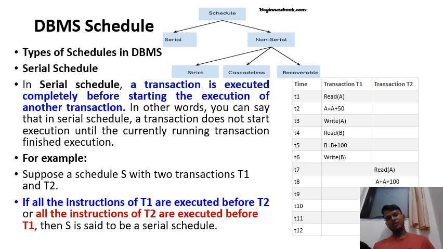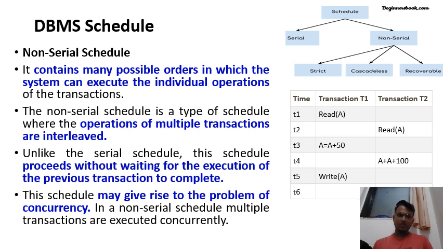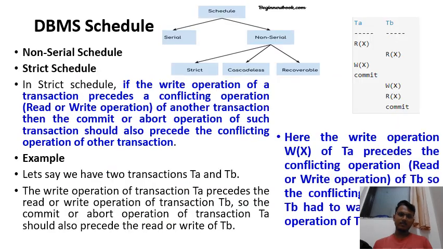Serial schedule: in a serial schedule, a transaction is executed completely before starting the execution of another transaction. Non-serial schedule: it contains many possible orders in which the system can execute the individual operations of the transactions. There are more subtypes. Strict schedule: if the write operation of a transaction precedes a conflicting operation, a read or write of another transaction, then the commit or abort of such a transaction should precede the conflicting operation.